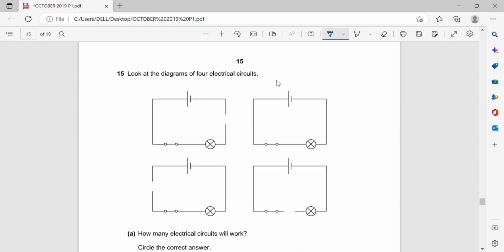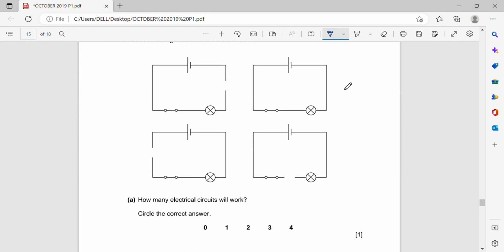Next question. Look at the diagrams of 4 electrical circuits. How many electrical circuits will work? For the circuit to work, it must be a complete circle and closed. Looking at the first circuit, it's open here, so it will not work. The second one, the switch is closed, it has the battery and the lamp, it will work. The next one is open, something is missing, so no. The next one is also open, so no. So how many circuits will work? Only one, the only closed circuit.